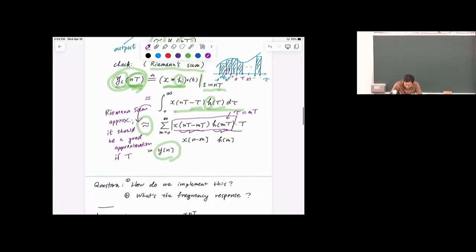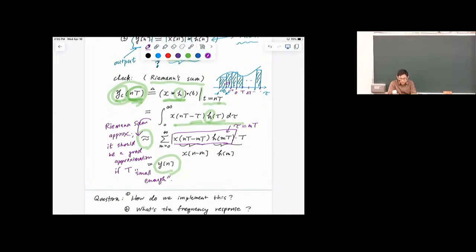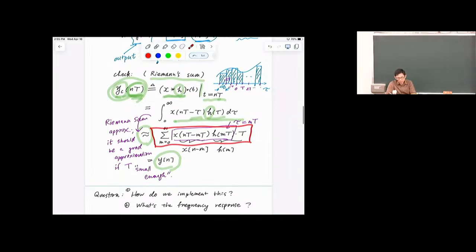If t is small enough, okay? Small enough. Maybe we can have a computer exercise, but don't worry about it for now. But anyway, so in principle that we know. Now, let me complete this derivation. Now, take a look at the result we have right here, okay? Let's come back to this expression right here. This is nothing but the convolution.